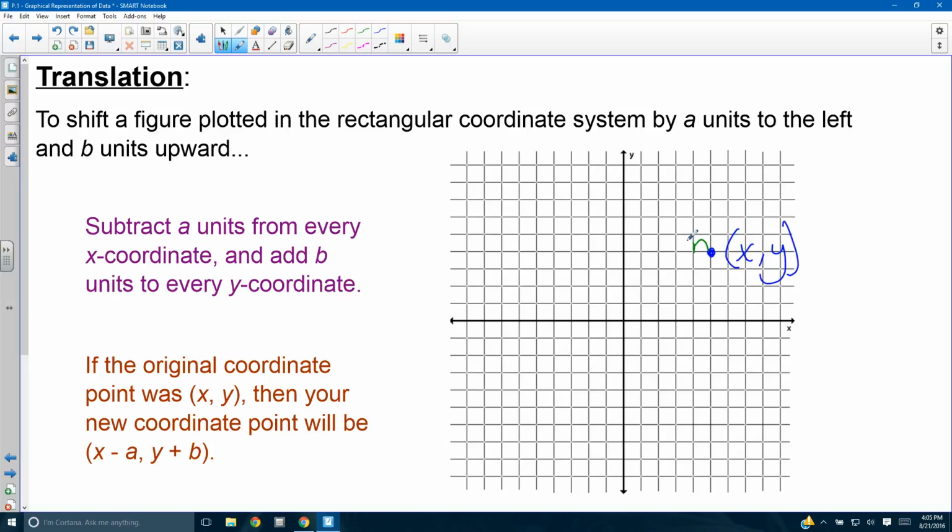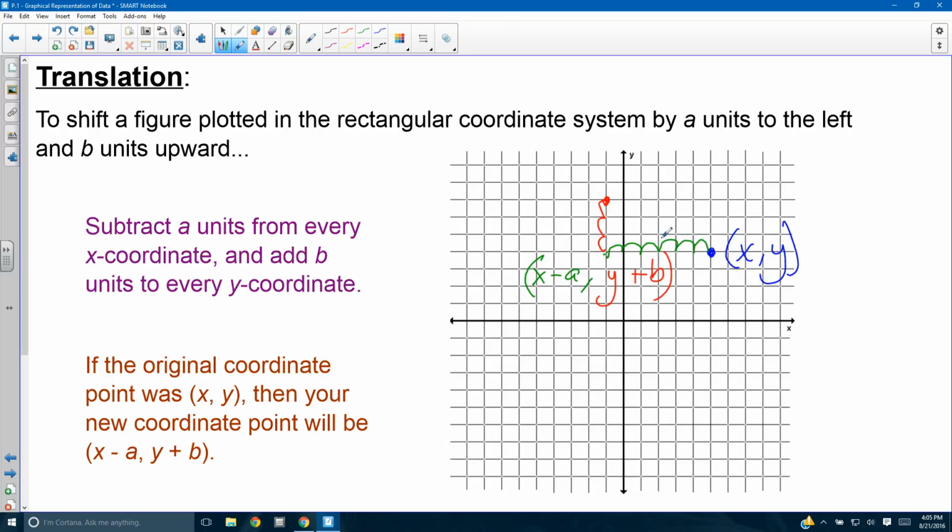So if a was like this, there's a units to the left, well, this x value is now x minus a. And if I wanted to go b units upward, then I would add to my y value. So like that maybe. And then maybe your final point is x minus a, comma, what would that be? y minus b, or y plus b.